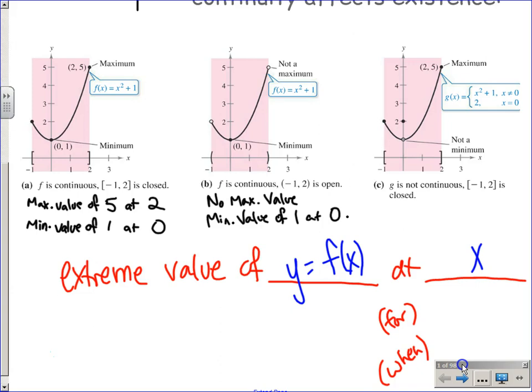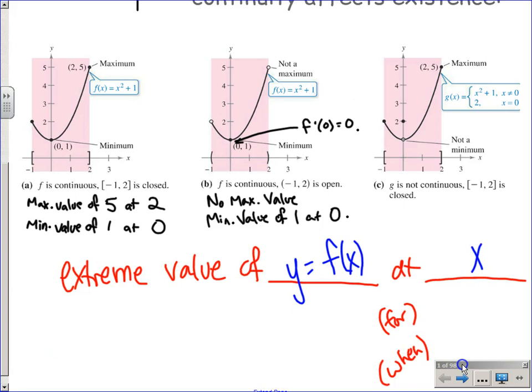It's a what? Yeah! It's a horizontal tangent line. AKA, what's going on right there? F prime of 0. Huh. Wonder if that's a clue.